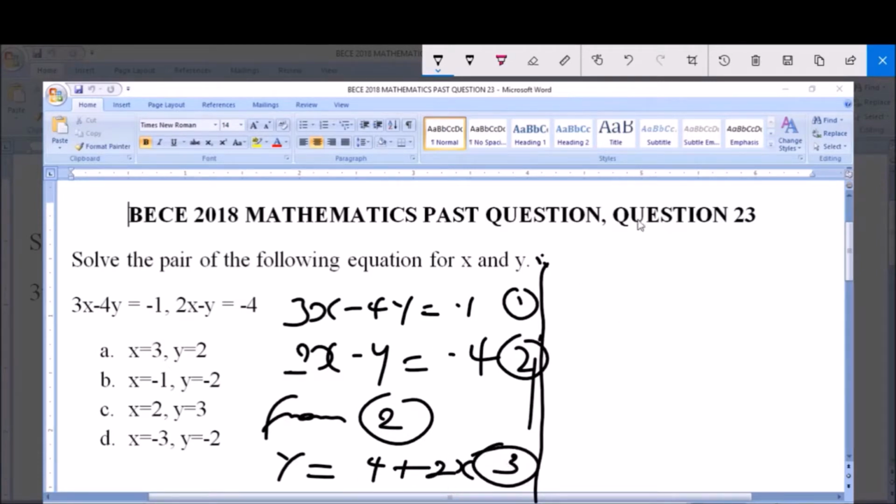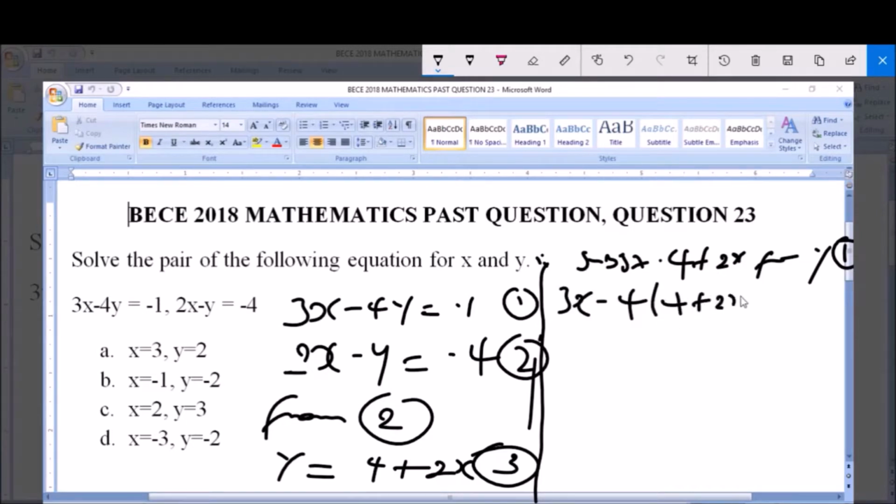Now let's substitute 4 plus 2x for y in equation 1. So therefore, wherever we see y in equation 1, you put 4 plus 2x. Now we have that 3x minus 4. Remember, now we're having y, so we put 4 plus 2x is equal to minus 1.